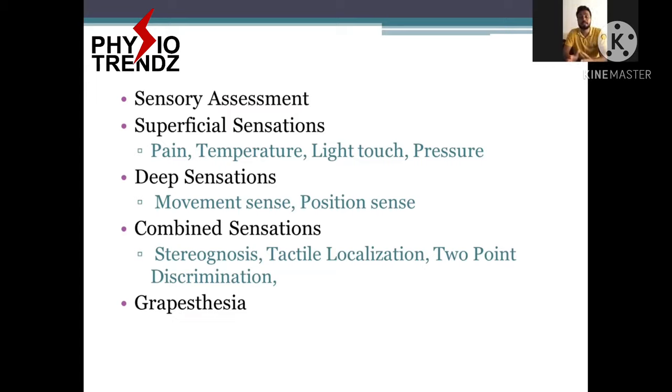Again, this two-point discrimination varies according to the different parts of the body. I'll give you a small example. If you are checking it on the palm of the hand and the dorsum of the hand, there is a difference in the normal two-point discrimination because of the sensations available in both areas. On the palm, we might have to make it a little bit greater area, and on the dorsum of the hand, because the skin is very thin, we can feel it with a smaller area of discrimination as well. Next is graphesthesia, that also comes in the sensory assessment.